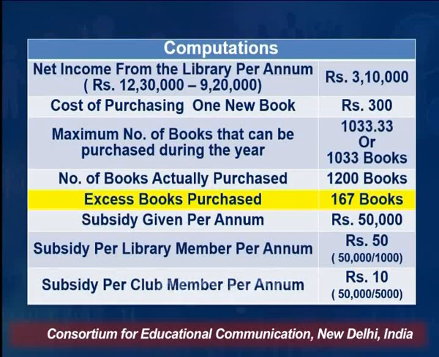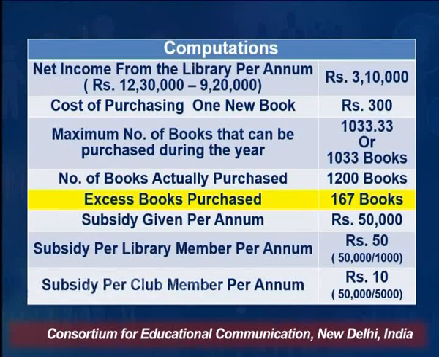Henceforth we would understand how to comment on this calculation. The number of books reportedly purchased by the library is 1,200 books, and we are working on a self-sustaining model. With your existing revenue, you can only buy how many books? 1,033 books, but you have bought 1,200 books. So you have purchased books in excess, and what is that number in excess?